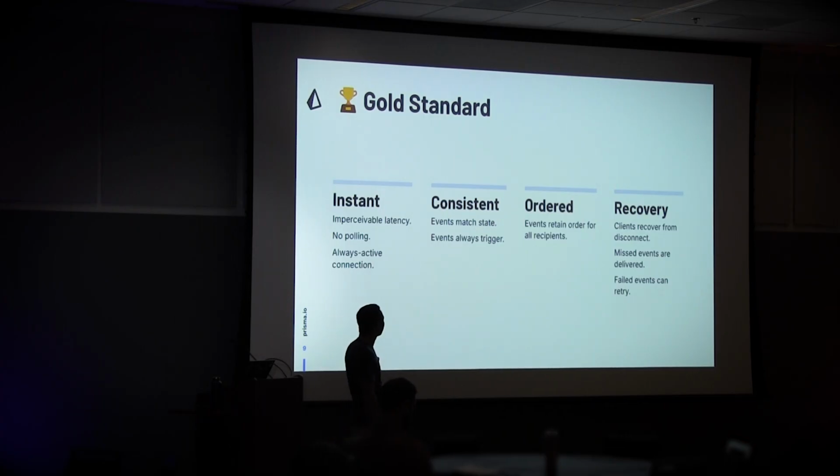It needs to be consistent, like I mentioned with the Amtrak example. If I click on a notification, I want to see the right data there. Everything needs to match, and the events need to always trigger anytime the changes happen.